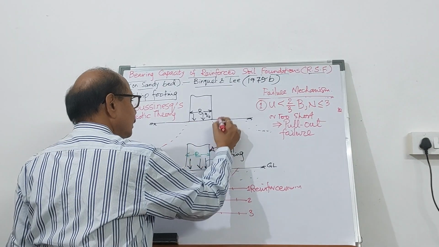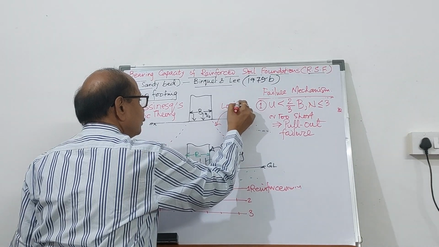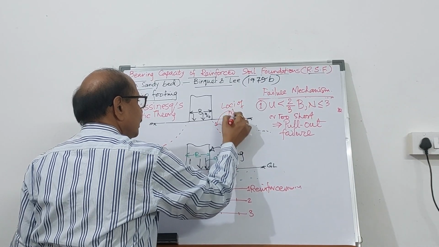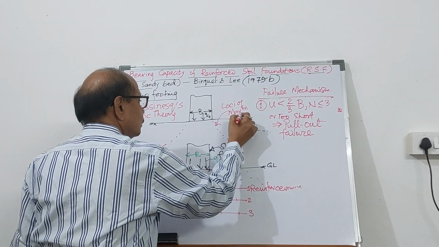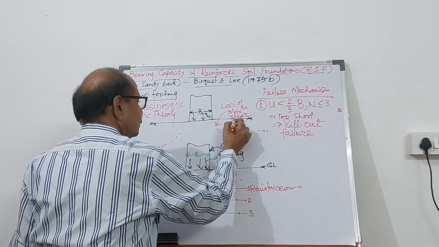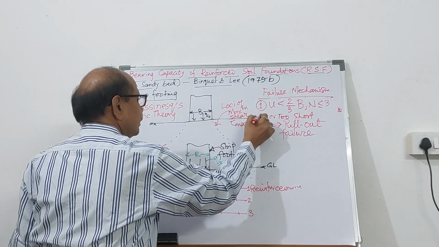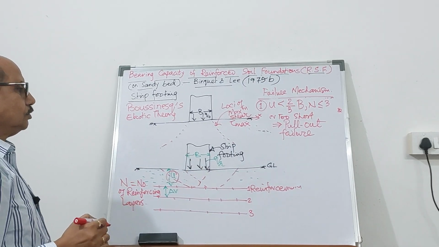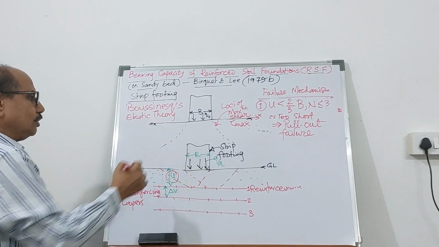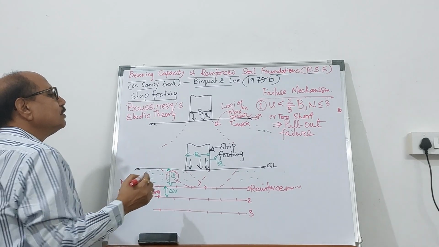This is the locus of, or loci of, maximum shear, tau max, in the xz plane. So this is the locus of maximum shear.